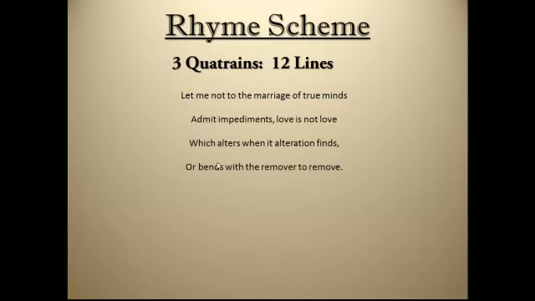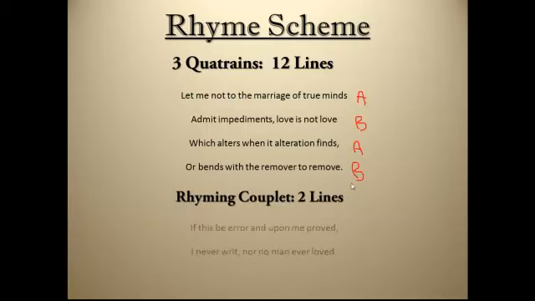The rhyme scheme of the Shakespearean sonnet is made up of 3 quatrains of 12 lines, a quatrain referring to one stanza with 4 lines, and has a rhyme scheme of A, B, A, B. Following the 3 quatrains is a rhyming couplet of 2 lines with an A, A rhyme scheme. Therefore, a Shakespearean sonnet with 3 quatrains of 12 lines and a rhyming couplet of 2 lines has 14 lines.